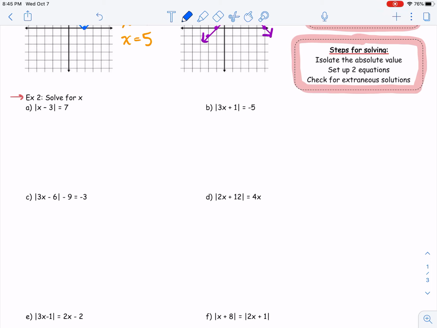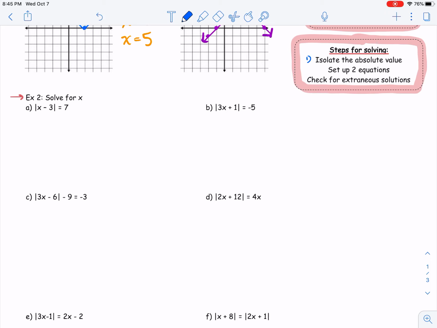The first and most important thing that we need to do is isolate the absolute value. So think of it like a variable. We need to isolate the variable. So we might have to subtract something, add something, divide by something, whatever. But that is our first step for solving.